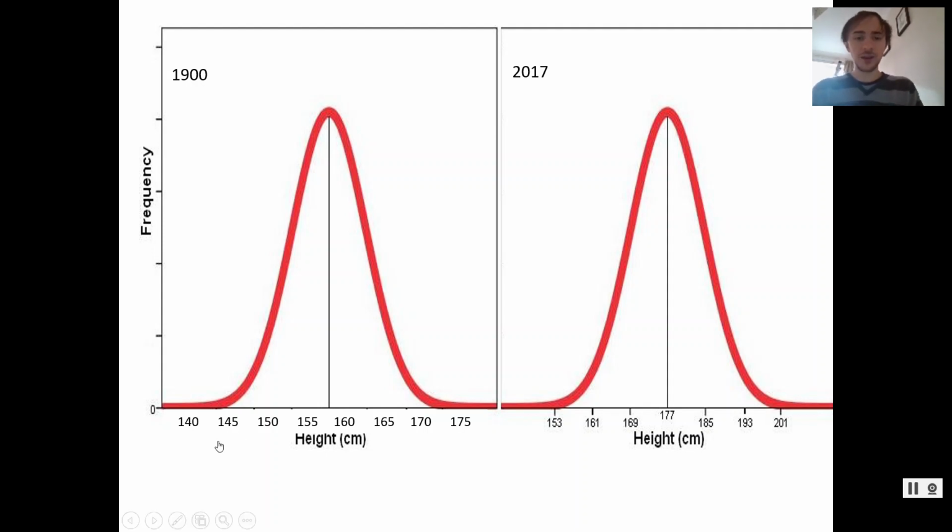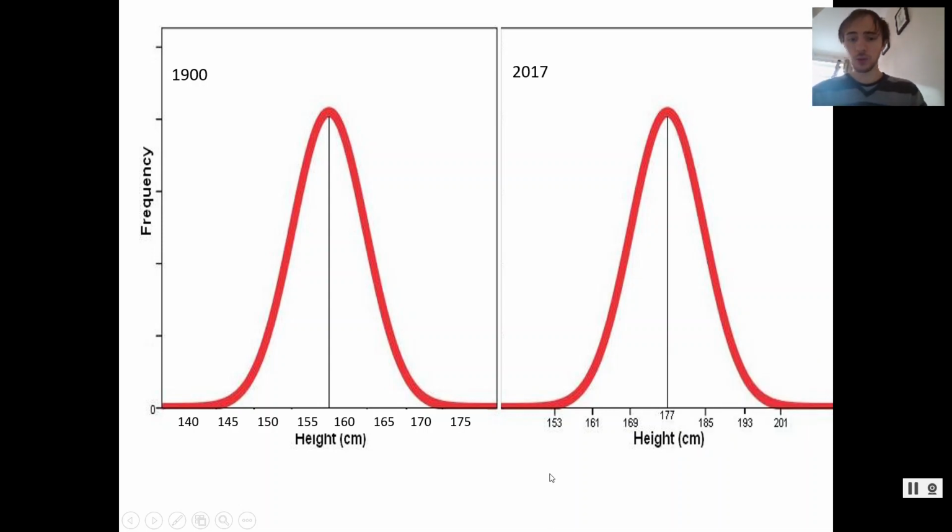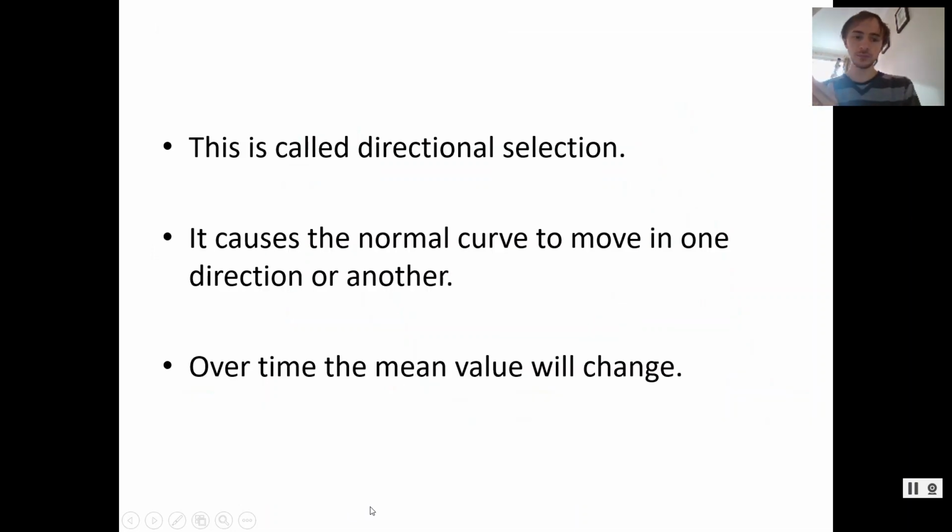And hopefully you can see the curve is the same width, it's the same height, there's the same kind of variation around the mean. The mean has just jumped to the right a long way. And so directional selection favours one extreme over the other, and so the normal curve just moves. And there's a kind of a set of notes there which summarises that. It causes the mean to change. I'll leave you 30 seconds to pause me to do that.